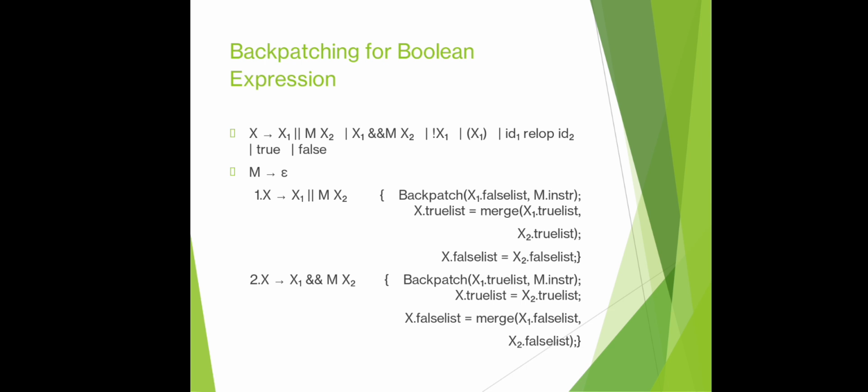So first is x produces x1 or m x2. It creates two lists for x: first the x true list and second the x false list. The x1 true list and x2 true list are merged and stored in x's true list. For the false list, we use m dot instruction and backpatch with the address. And second is x produces x1 and m x2. In the and operator, the true list and false list are placed the opposite way: the true list takes the false list, and the false list takes the true list.